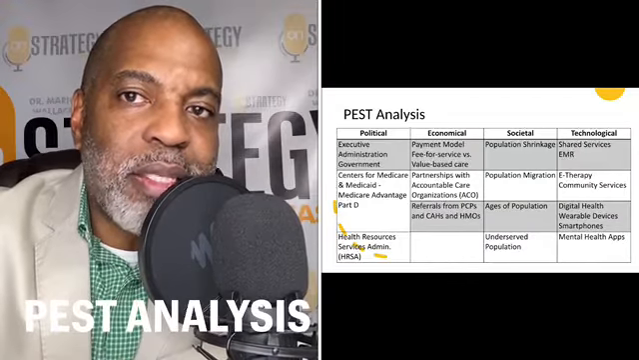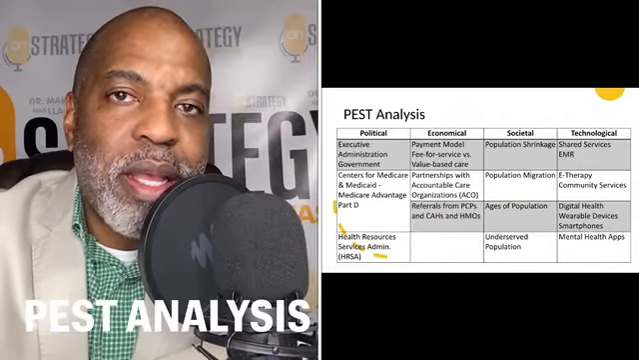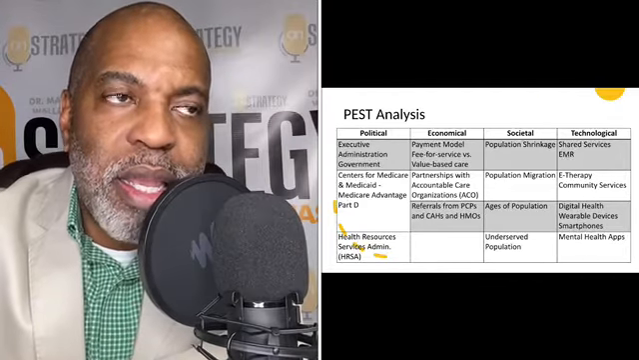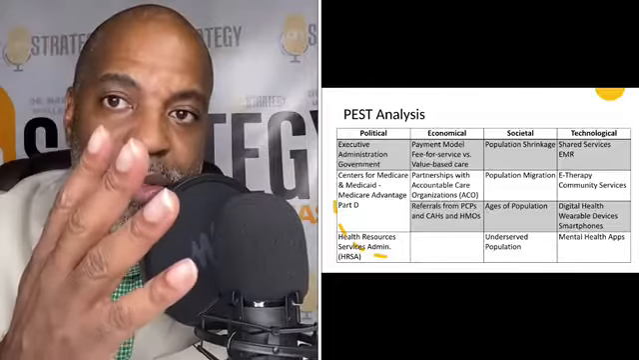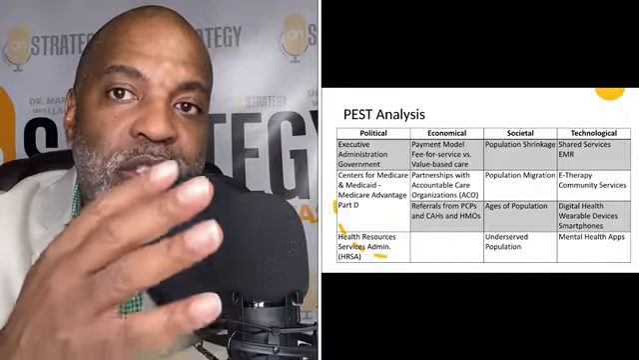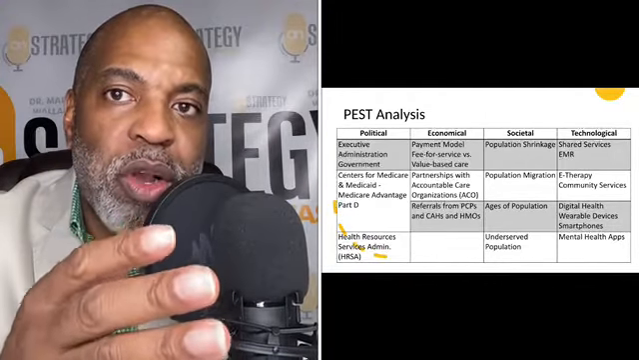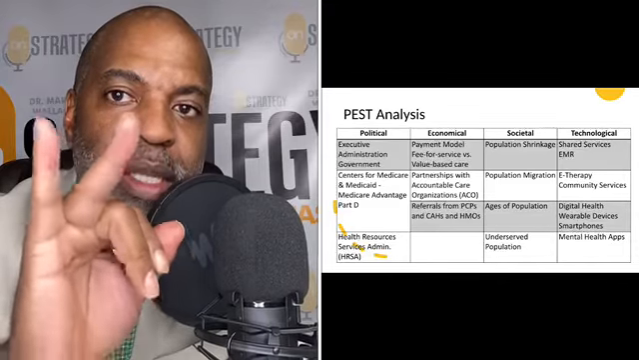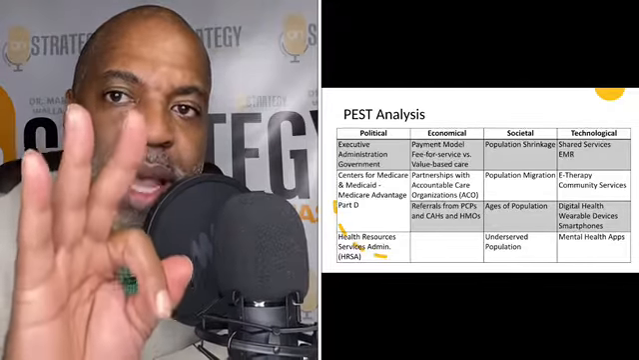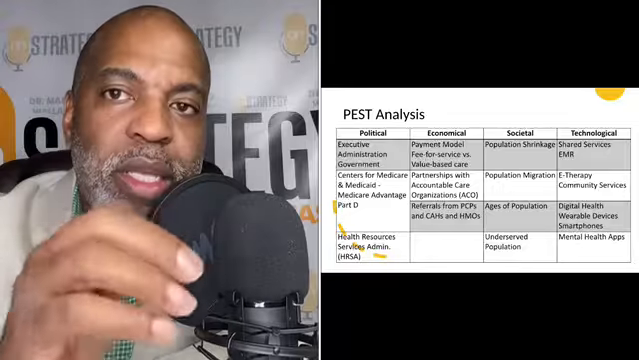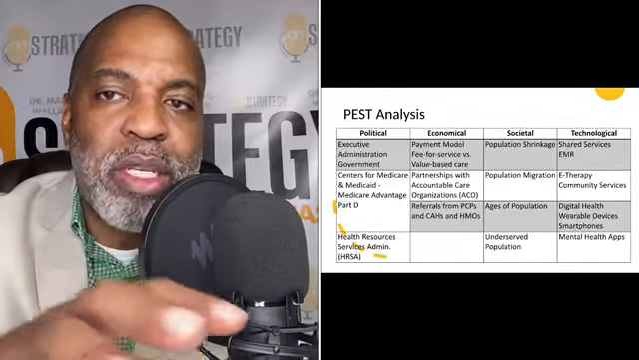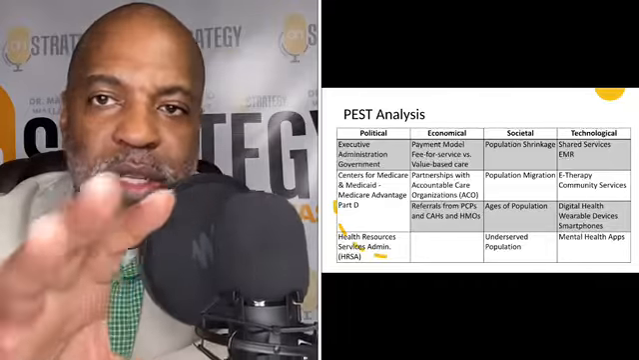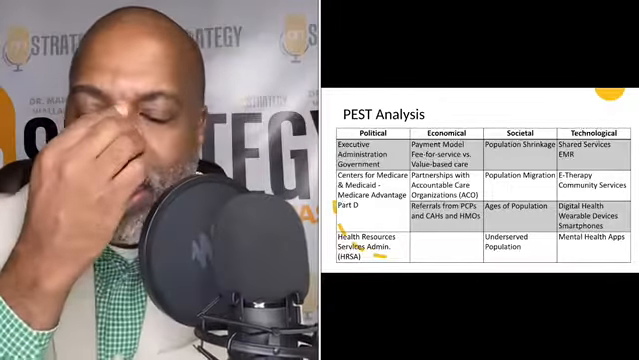So the first model is the PEST analysis, which aligns with environmental scan. And if you look at the screen, you see the 4 factors that are associated with the model, which are the political, the economical, the societal, and the technological. So the information I have populated within the model is for healthcare. It's directly related to healthcare.